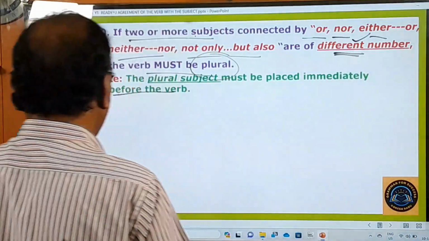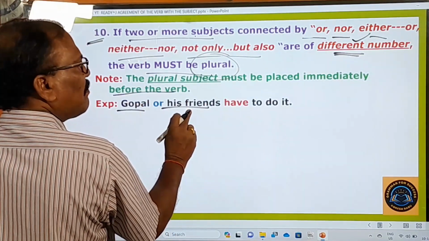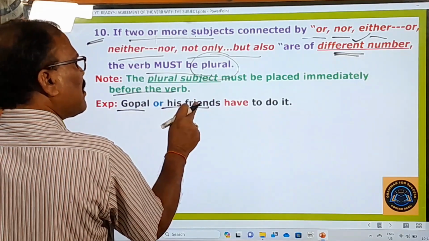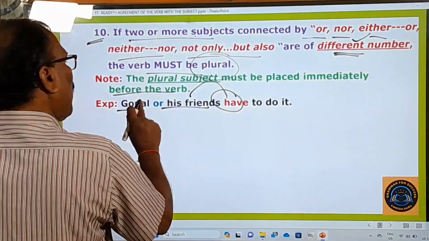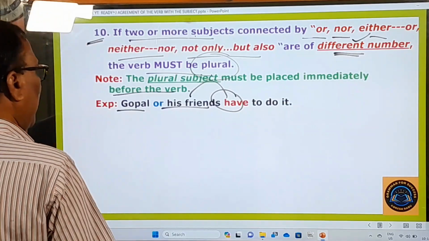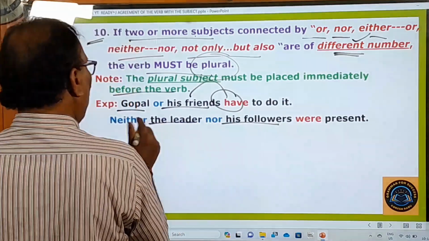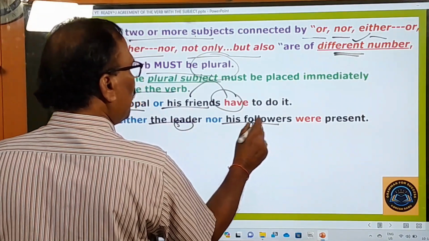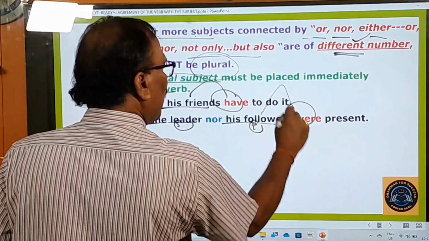And here you see that, yes, Gopal, singular subject, his friends, plural subject. Don't say his friends are Gopal. No, not like that. Gopal are his friends. Therefore, because of this, we have used it as the plural one. Gopal or his friends have to do it. Like that. Okay. And here, neither the leader nor his followers. So we are using singular subject, plural subject. Neither the leader nor his followers were present, and because of this.